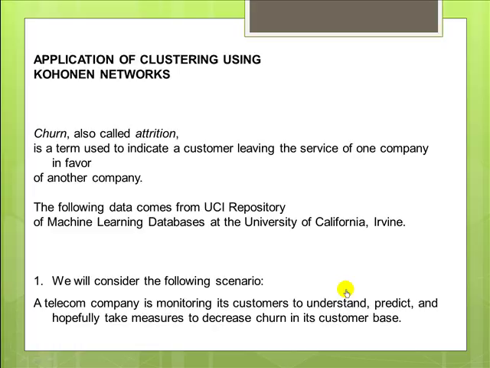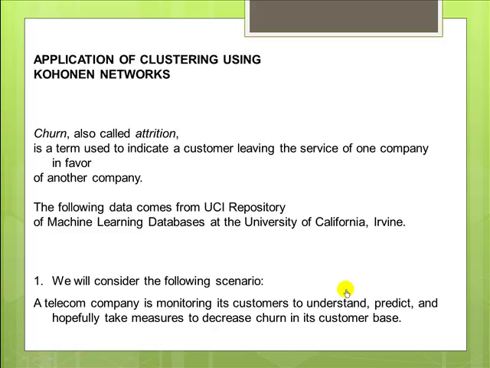Okay, let's try and look at an example of this. Application of clustering using Kohonen networks. Churn, also called attrition, is a term used to indicate a customer leaving the service of one company in favor of another company. So maybe you are currently a customer of Docomo, but you saw the new Google Android phone at SoftBank, and you like it more than what Docomo has, and so you might be an example of churn, or you might attrite, or you might leave Docomo in favor of SoftBank. Okay, so that's what we mean by churn.